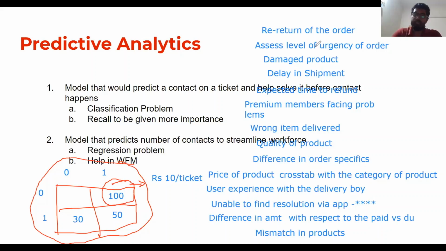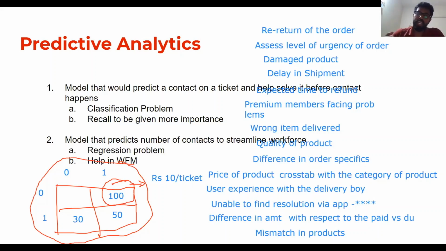Anything else? Yeah, I had a doubt. If we are treating it as a regression model, and it is just predicting the number of calls that I will get in a day, and based on that I can decide the workforce for that particular day, does that mean that I am ready to bear the cost if it doesn't go like how we predicted?